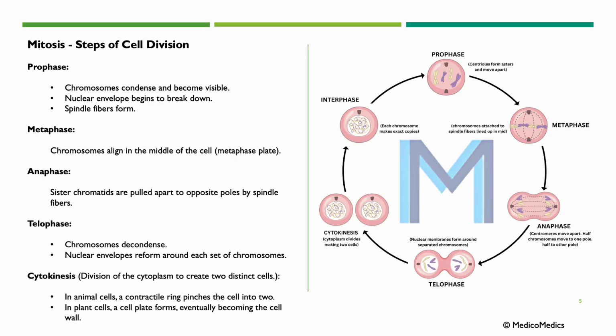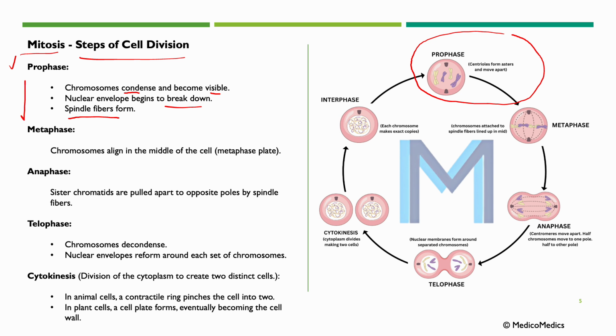So mitosis, steps of cell division. Now, just like we discussed the different steps in the interphase, in mitosis, we also have several phases. And again, these need to be repeated and studied carefully. First, we have the prophase, where chromosomes condense and become visible. The nuclear envelope begins to break down. Spindle fibers form. So looking at the illustration here, we have the prophase up here.